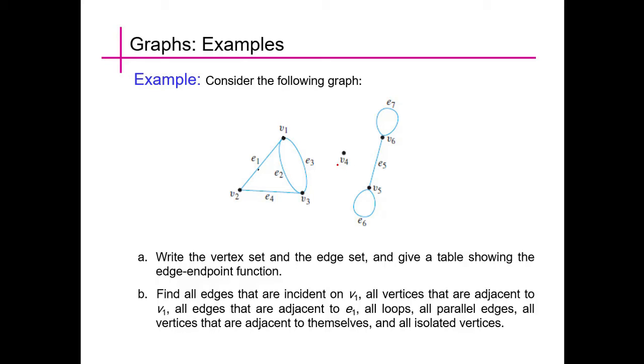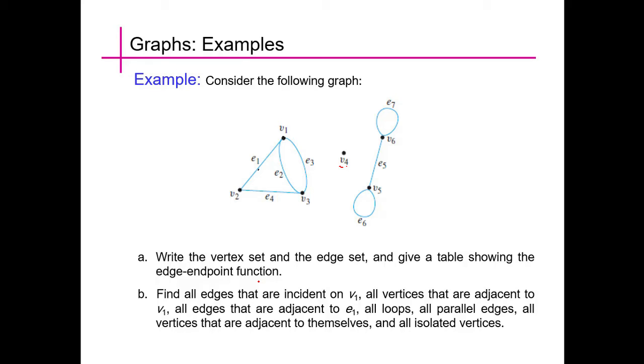So V4 has no edge, so it is an isolated vertex, and we can see here that V6 is attached to itself with an edge, so this edge is known as a loop. Now we see that in part A we are required to write the vertex set and the edge set and give a table showing the edge endpoint function.